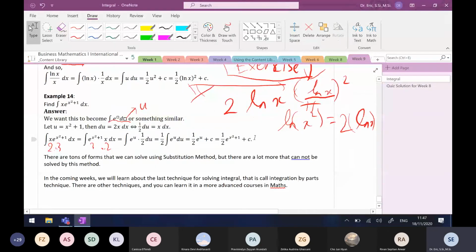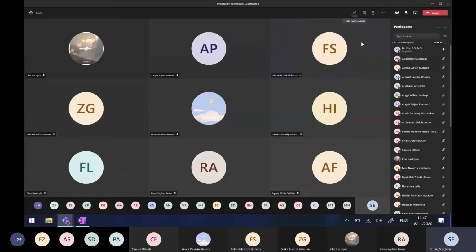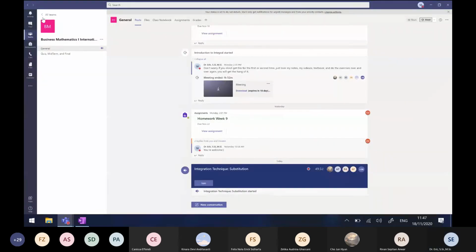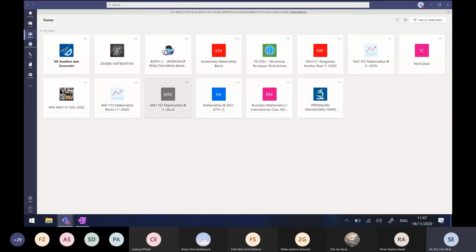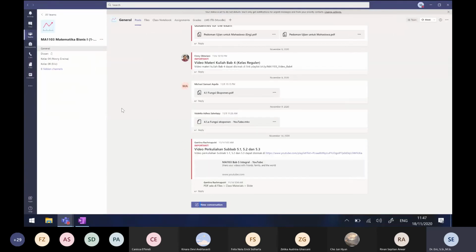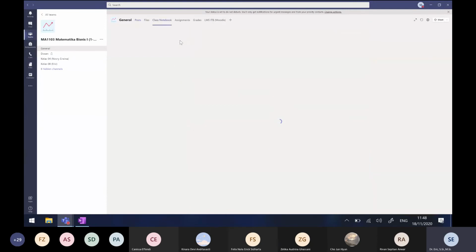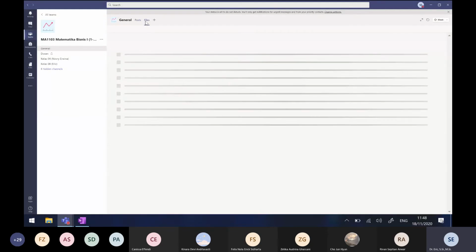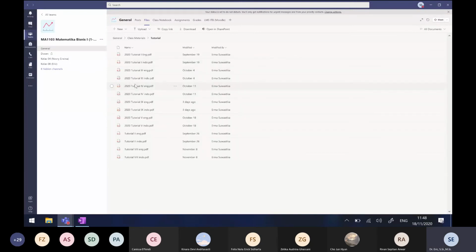A student asks which tutorial and which problem number to use for practice. Look at this, your name is Felix. You look at the assignment, the class notebook, the files, and the tutorial. Which is the newest one? The newest, 3 days ago.